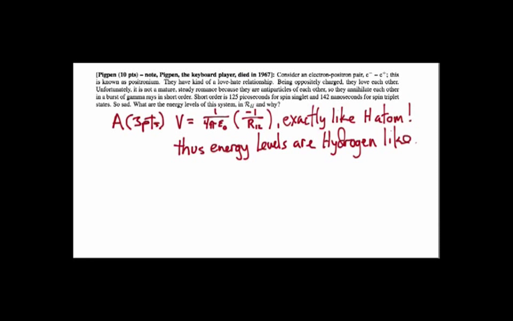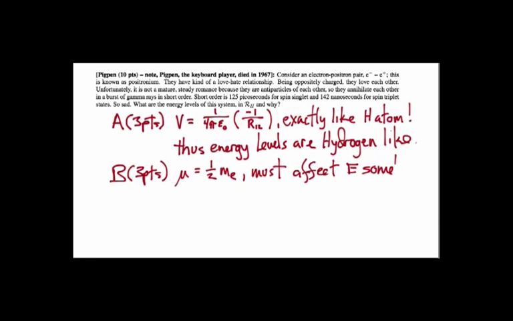In regular hydrogen, this has something to do with the nuclear charge. There's no nucleus here, but we do have a +1 and a -1 charge. So the second part is to say, well, what's different? The difference has got to be that in the hydrogen system we depend on the reduced mass, and here the reduced mass is half the mass of an electron because we have two identical mass particles.